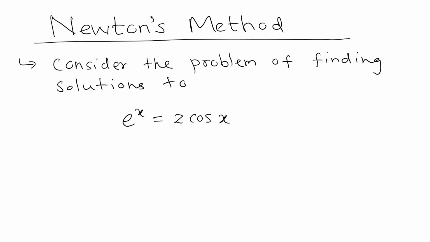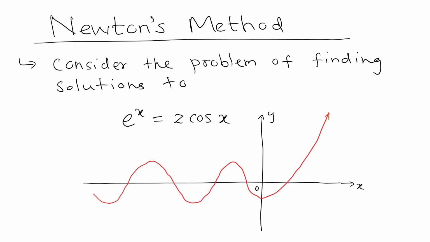So for example, let's look at this problem. Let's say we have e^x = 2 cosine x. These kinds of equations are what we normally call nonlinear equations. Linear equations are very easy to solve, but these are nonlinear equations, so you don't get lines here. If you look at the graph, this is the graph of this function. If you bring it to one side and graph it, this is what happens.